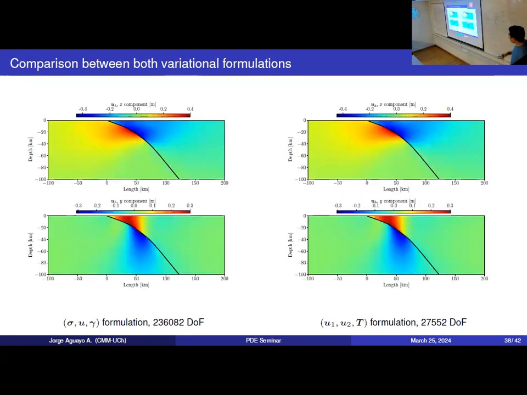For example, we can compare both variational formulations. We obtain the same solutions for the displacement, but you can see the difference of degrees of freedom. In the first one, we have 236,000 degrees of freedom. In this case, 27,000. We're decreasing the degrees of freedom to 12%. So we're doing less computational effort to obtain the same quality solution. But also we have a good advantage for the post-process.